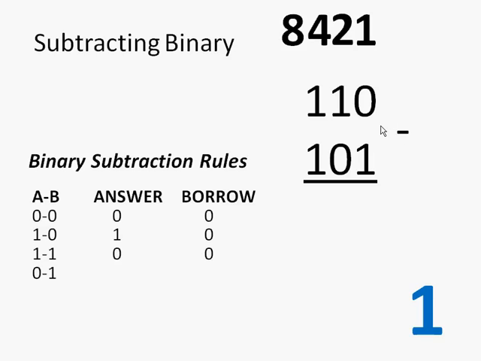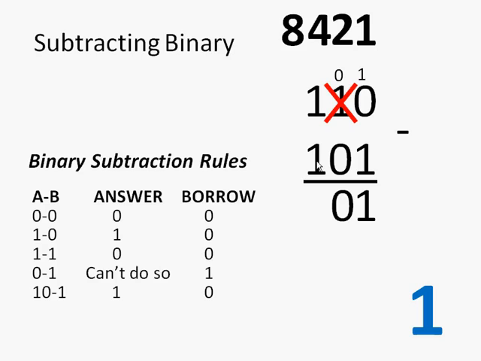So 0 take away 1, what's the rule for it? Well, we can't do it, so we borrow 1 from the previous column. So we cross out what was in the previous column at the top, and we replace that with a 0. And we take that 1 over to this column where we need it. And then we've got 10 take away 1. And when you have that, the answer is 1, and there's no more borrowing to be done. So 10 take away 1 is 1, 0 take away 0 is 0, 1 take away 1 is 0, and we've got the right answer because 001 in binary equates to 1 in decimal, so we've double checked that we've got the right answer there.